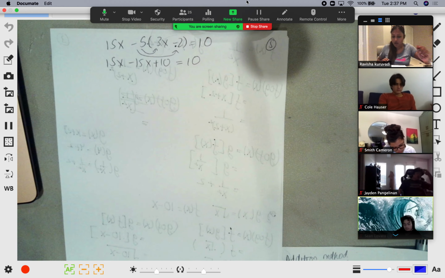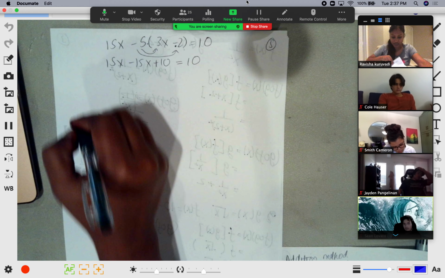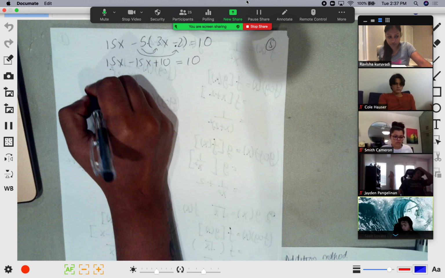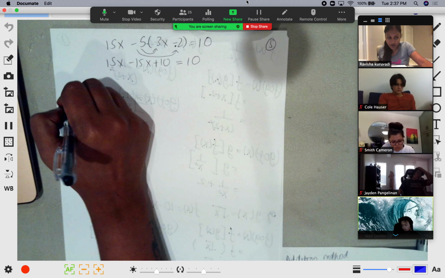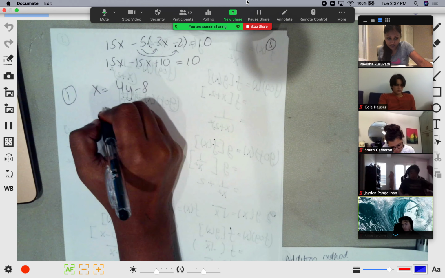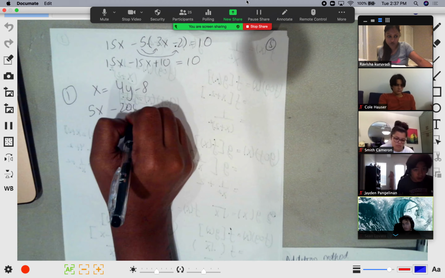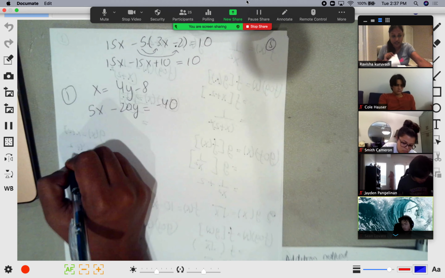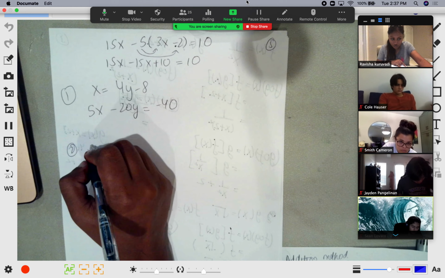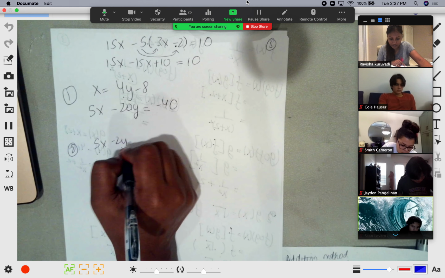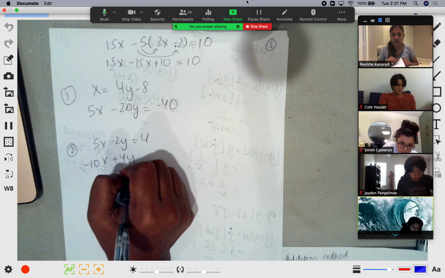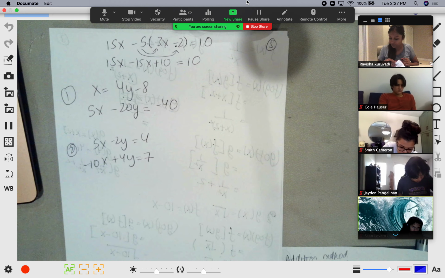Okay. I want everyone to try these problems and tell me what answer you get. First problem is x is equal to 4y minus 8, and then next equation is 5x minus 20y is equal to negative 40. For second is 5x minus 2y is equal to 4, and then you have negative 10x plus 4y is equal to 7. These two problems, do right now. Use any method you want.